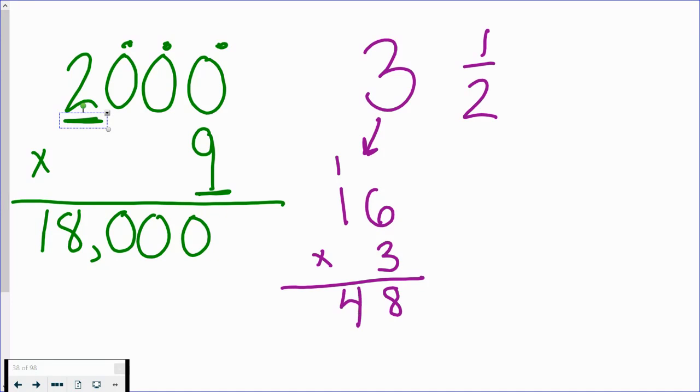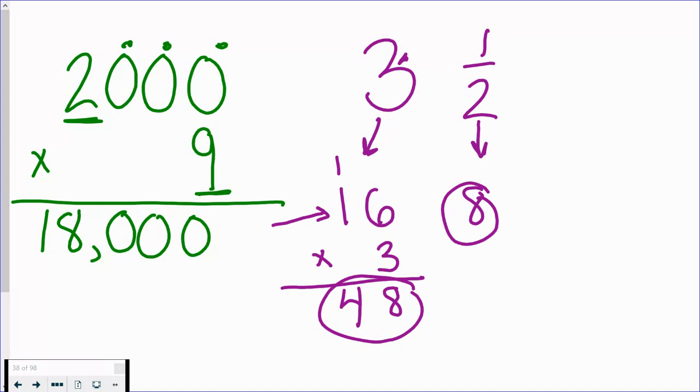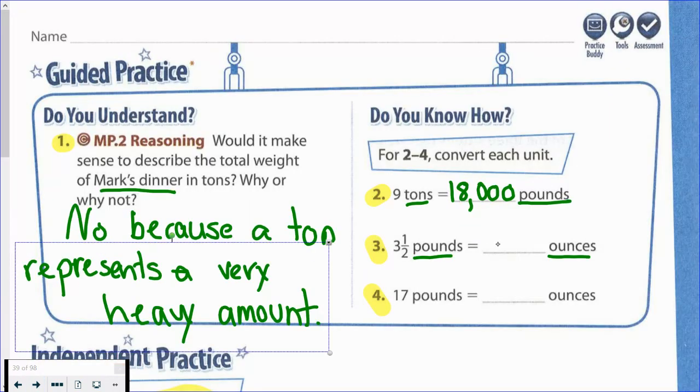Now I'm not done. I still have to figure out this 1/2. Well, think about this. If 1 pound has 16 ounces, what's half of 16? We talked about this with the solve and share problem. That's 8. So we have 48 ounces from the 3 pounds and 8 ounces from the 1/2 pound. So to get our final answer, we then have to do addition, where we have to add 48 plus 8. So 8 plus 8 is 16, 4 plus 1 is 5, and we get the final answer of 56 ounces.